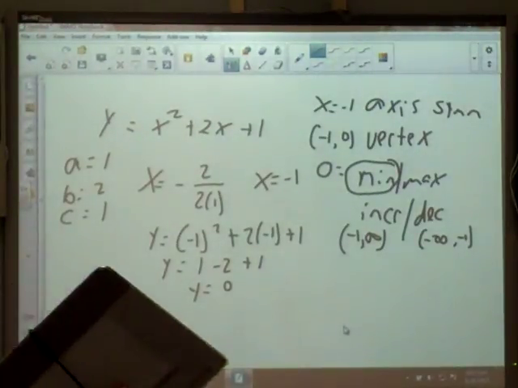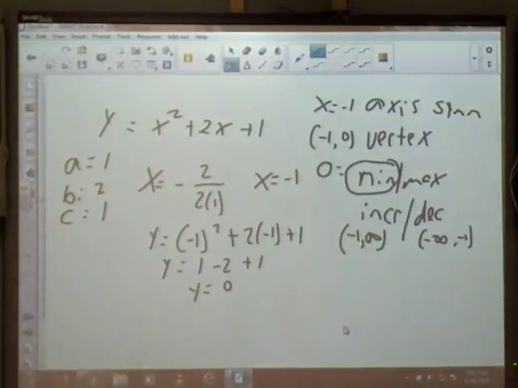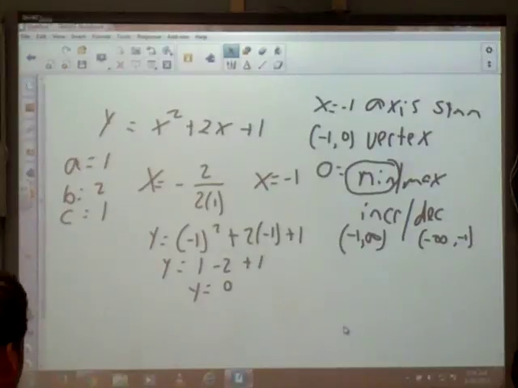Any questions on any of that? So your vertex will be your minimum and maximum? The y of the vertex will always be your min or your max. Yes, sir. Any other questions on that? Everybody seeing where you messed up or didn't?